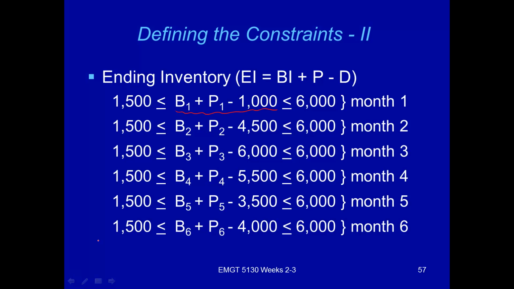So let me go back. So what I wrote here is, let's say, 1500 less than or equal to B2 less than or equal to 6, and B2 equals B1 plus U1 minus 1000. So these two together can replace this formula here.